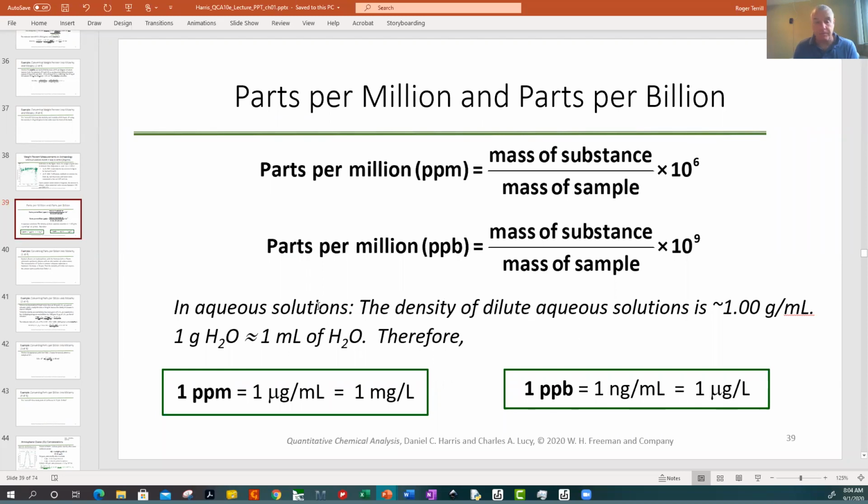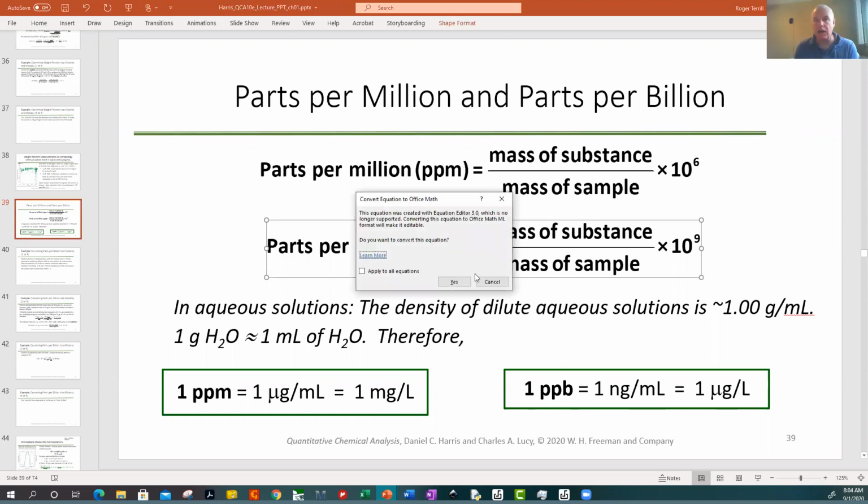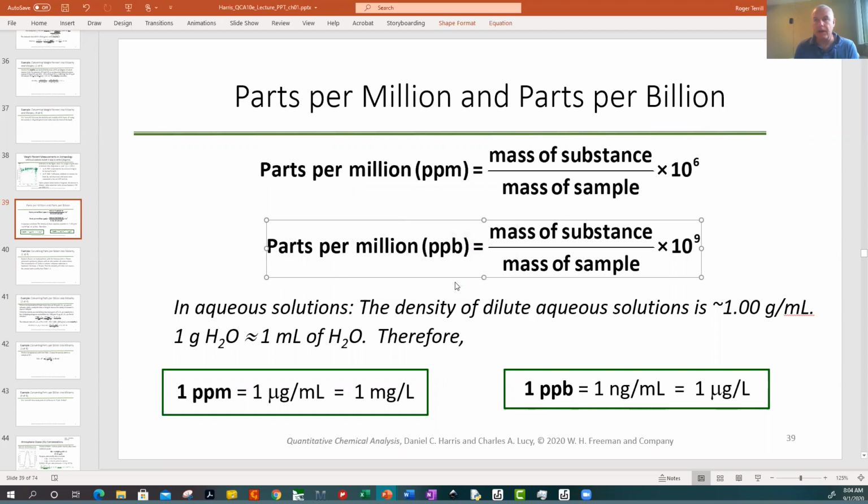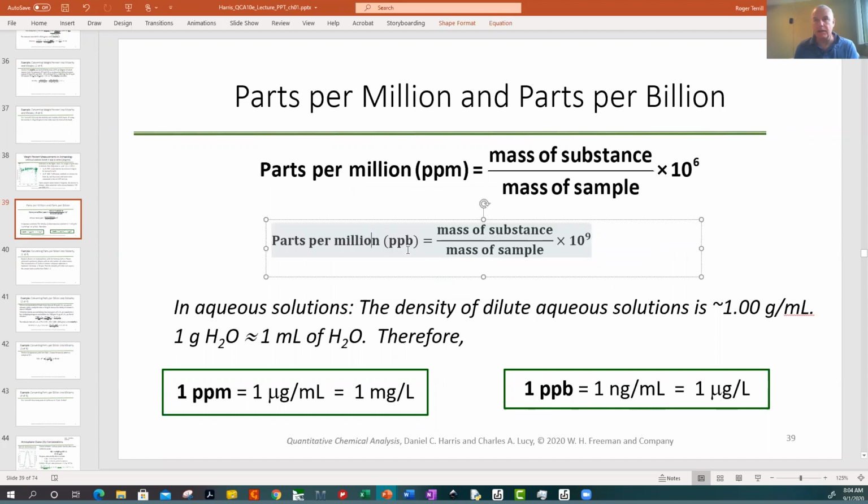And Professor Terrell, there is a typo there. It should be billion, but there is million. Yes, thank you very much. Ah, thank you very much. Yes, sir. This M should be a B. It's italic. So, parts per billion. Yeah.